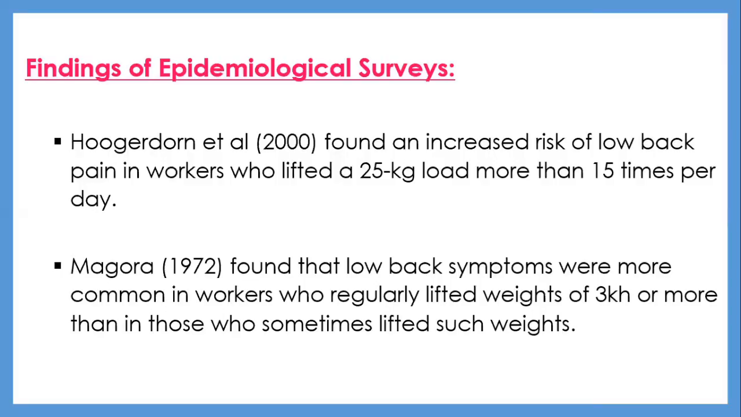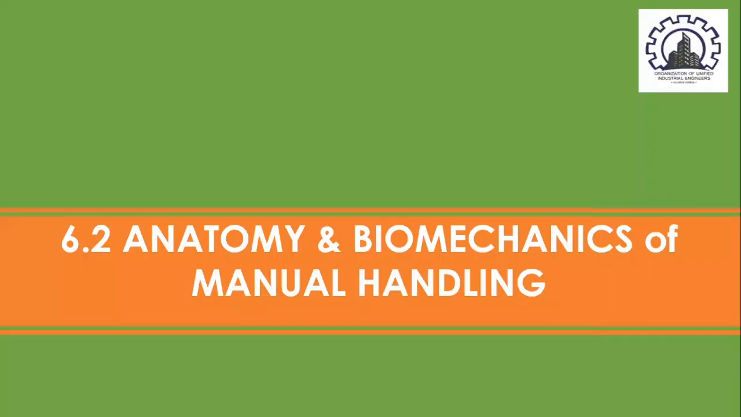Now, in the second key area that I'm going to be discussing right now, that would be about anatomy and biomechanics of manual handling. In Chapter 2, we learned that anatomy means the cutting up of the human body, or simply dissection. On the other hand, biomechanics is the science of movement of a living body, including how muscles, bones, tendons, and ligaments work together to produce movement.